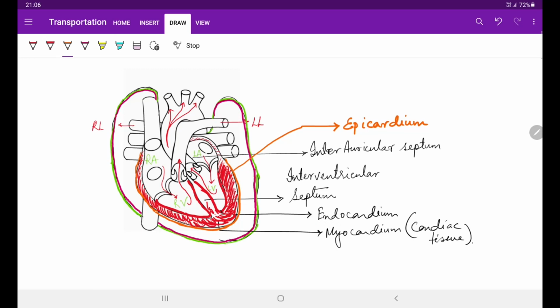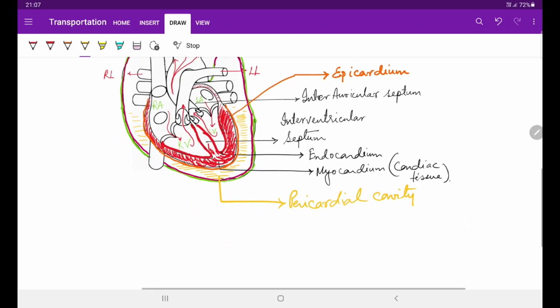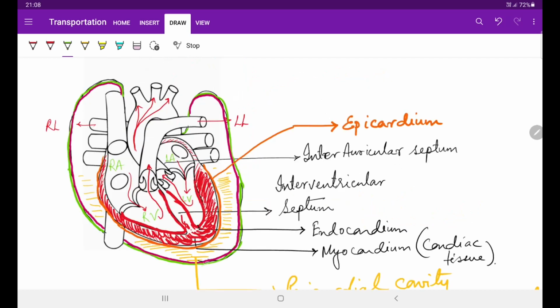Apart from that, we will also find there is a space between these two layers, and this space is filled with a kind of fluid. This cavity is labeled as the pericardial cavity, and the fluid which is present here is called the pericardial fluid. Finally, we see that the outermost layer of the heart is called the pericardium.